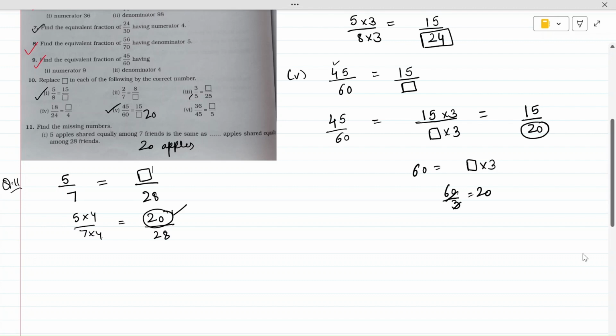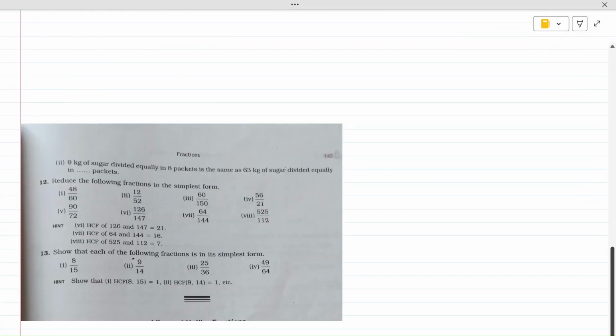Same. Likewise, we have the second part of the same question where I'm just forming the equation and you have to solve. Okay. Question number 2, we have 9 kg of sugar divided into 8 equal packets is equal to 63 kg of sugar divided into dash packets. How many packets? So 9 into 7 will give us 63. Here also we will multiply with 7. This will be 56. So 56 packets is the answer here.